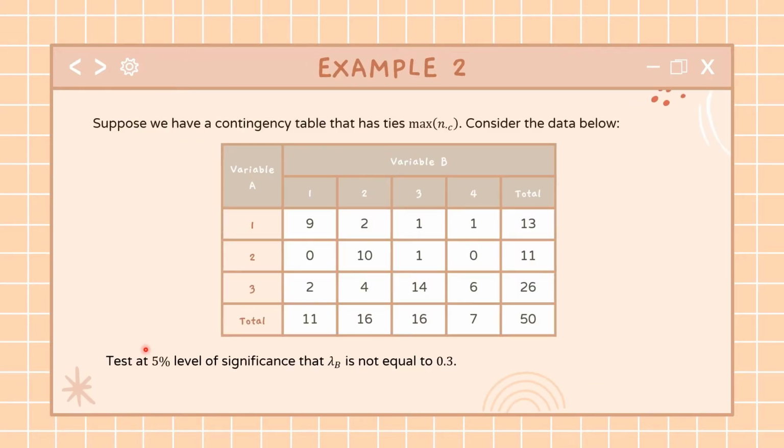Now, for the example 2, suppose we have a contingency table that has ties maximum yung highest column total. In this case, the highest column total is 16 pero dalawa sila, which is the second column and the third column. Then, we test at 5% levels of significance that lambdas of b is not equal to 0.3.